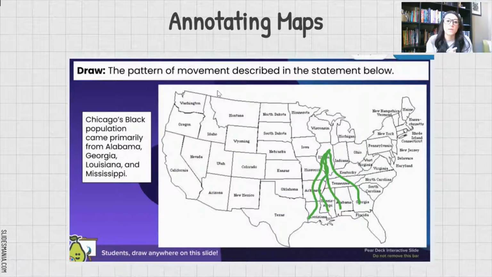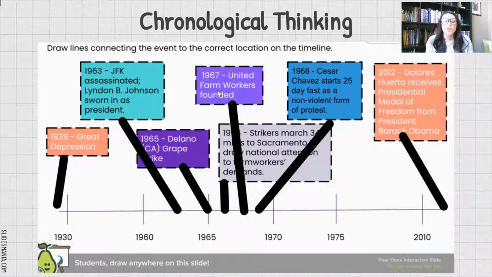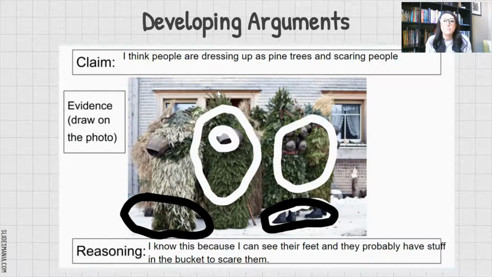Again, annotating maps. So maybe pulling up an excerpt from a text and asking students to annotate that or visualize that on a map to see where their comprehension is of the text. The drawing tool also supports chronological thinking. So think timelines, chronological order. There are lots of ways that you can have students do some chronological thinking with the drawing tool. Maybe we're developing arguments with students. And so this is another example of using the text tool in the drawing toolbar and using the pencil or marker tool to annotate on the slide.